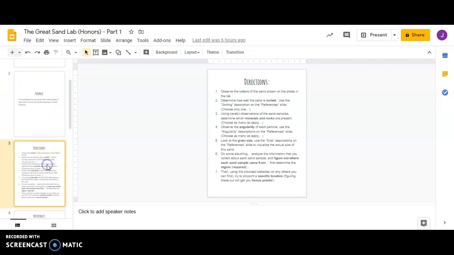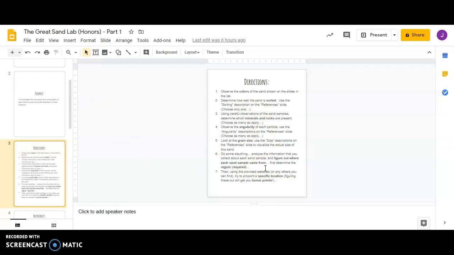So direction wise, you're going to be making some observations about the sand, like what you did last week. You're going to be identifying the colors, looking for the sorting, looking for the angularity and the grain size, the mineral and rock content, very similar to what you did last week. So you're going to gather all of this data up, and then you can see in steps 6 and 7, that is where you're going to start looking for a possible location of where the sand came from.